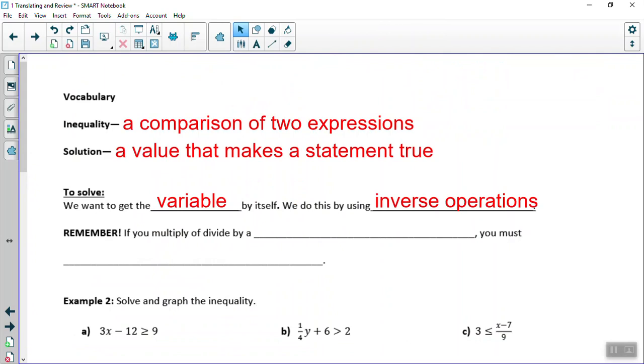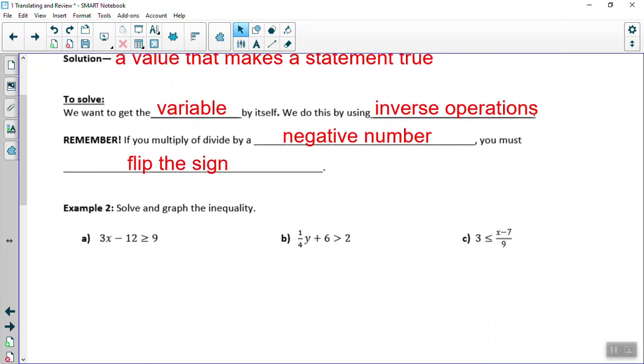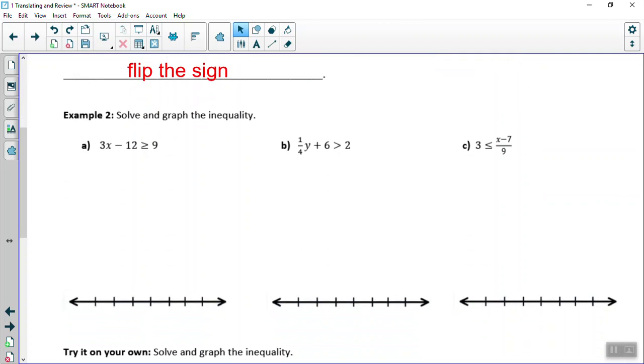Now, here's the one little difference. If you multiply or divide by a negative number, you must flip the sign, the inequality sign. Okay? All right, so let's come over here and give these three a try, and then we're going to graph them on our number lines.